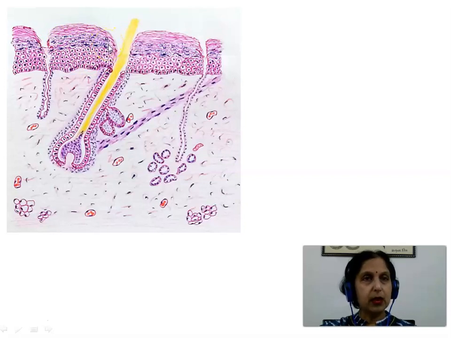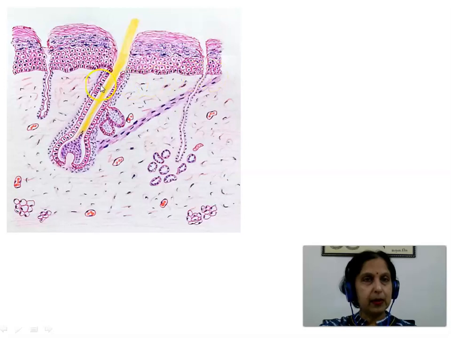What we don't see here is the stratum lucidum, which is absent. And next we see the superficial most layer, which is the stratum corneum, which is much thinner as compared to that seen in the thick skin. What we also see here is that the dermal papillae and the epidermal ridges are not that well seen here.